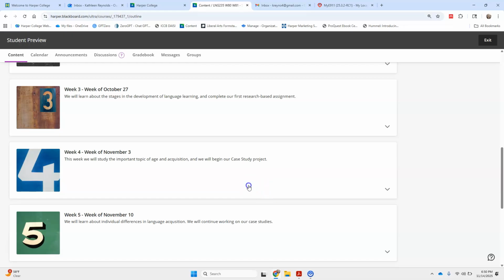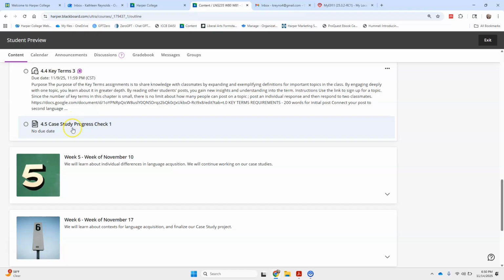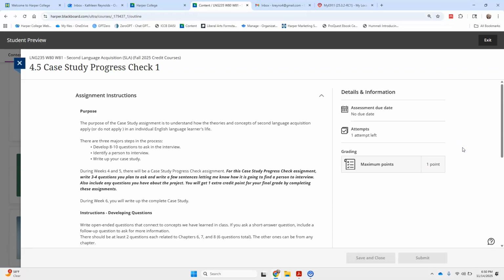I'll be starting in week 4 with my explanation since we had an optional assignment of a case study progress check that describes a little bit about this project as well. So the purpose of the case study assignment is to understand how theories of second language acquisition apply or do not apply in one person who has learned English in that person's life.